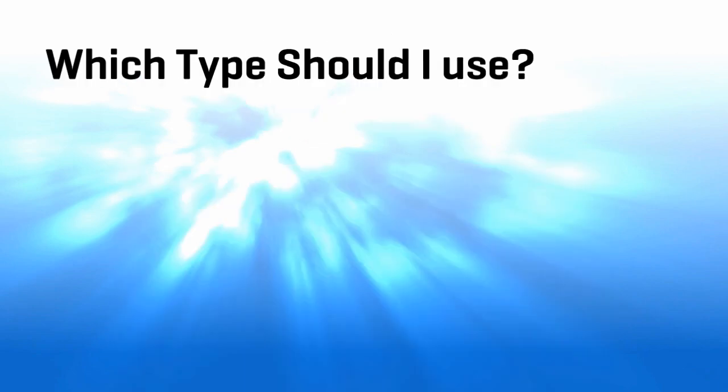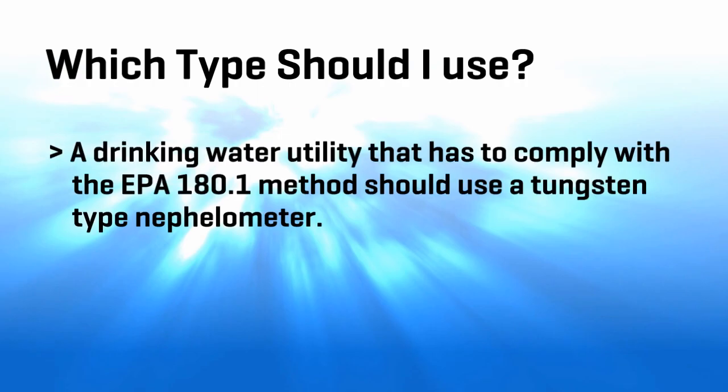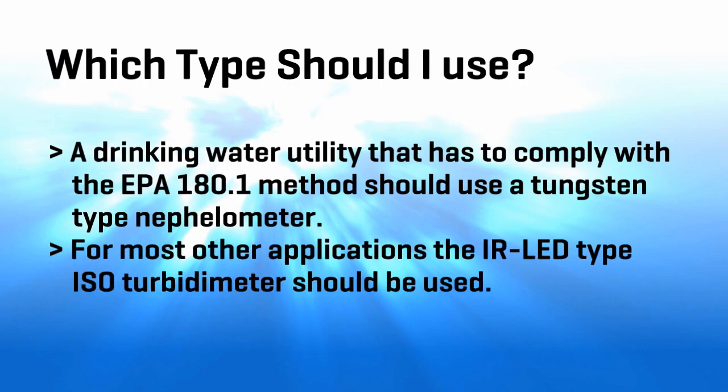So when should you use what? I touched on this a bit. 180.1, which is measuring turbidity for public drinking water utilities in the United States of America. You're going to want to go with a tungsten, unless you can find an exception. But usually, you're going to want to go with a tungsten-type light source. Anything else, natural waters, environmental testing, stormwater runoff, whatever, you really are better going with an infrared, LED-type light. They're just so much better at color compensation. You're more likely to get some color in your sample in those situations.